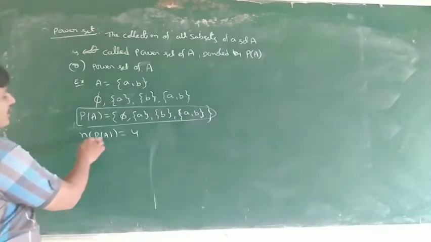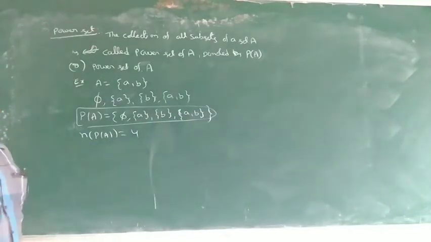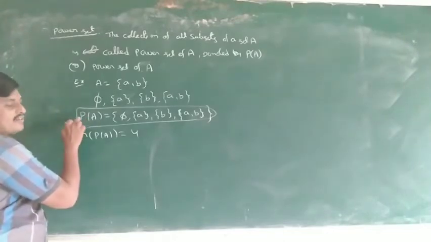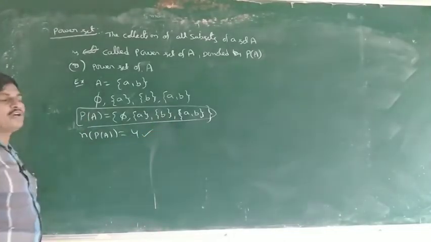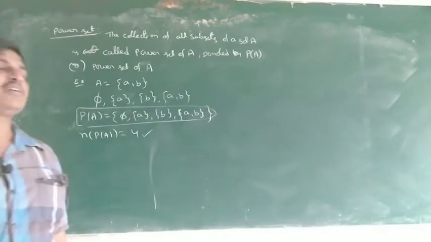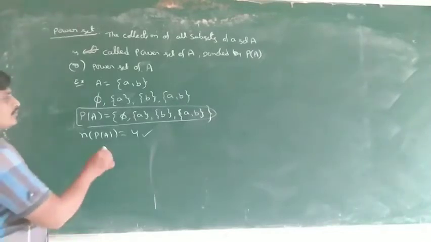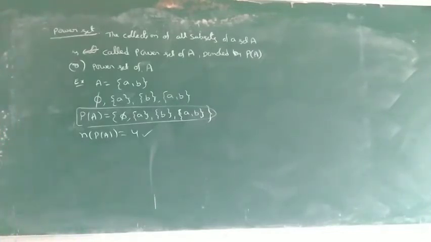n of A means the number of elements. How many elements are in the power set of A? It is equal to 4. Okay, what is a subset? A set A is said to be a subset of B if every element of A is in B.